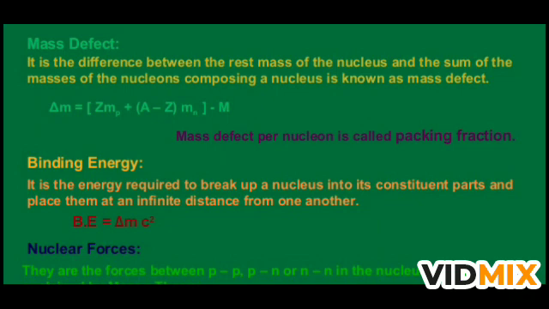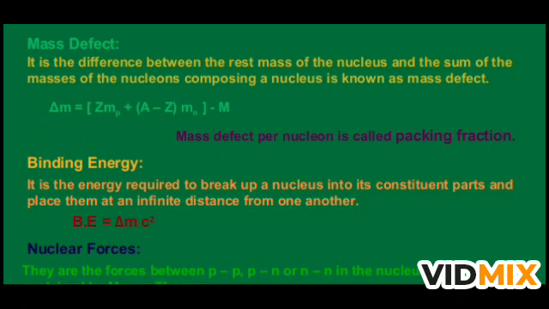So what is mass defect? Mass defect is the difference between the rest mass of the nucleus and the sum of the masses of the nucleons composing the nucleus. If you see in this equation, it is written delta m. Delta m is the difference in mass. What is the difference?